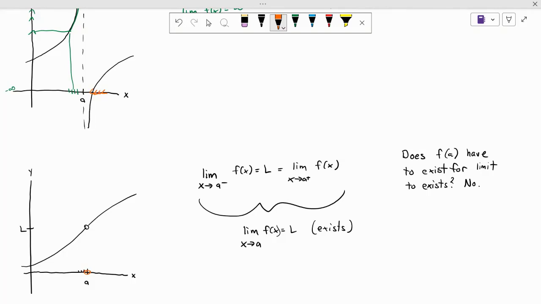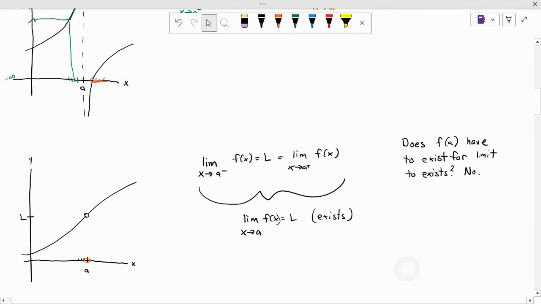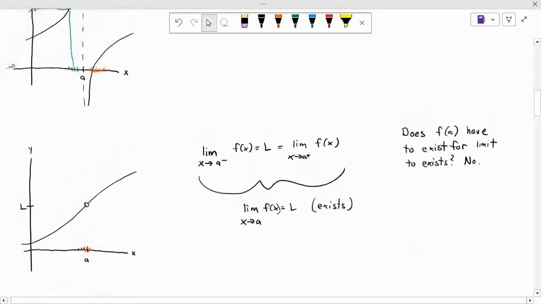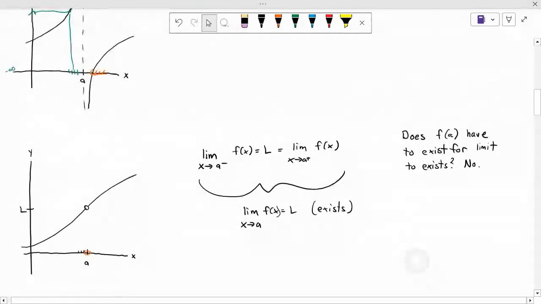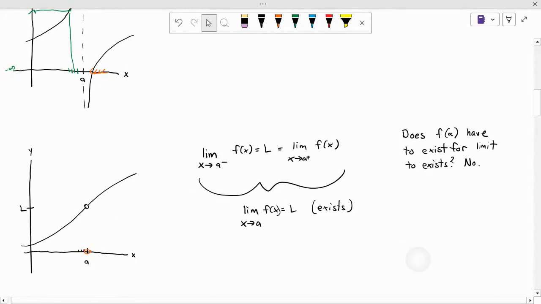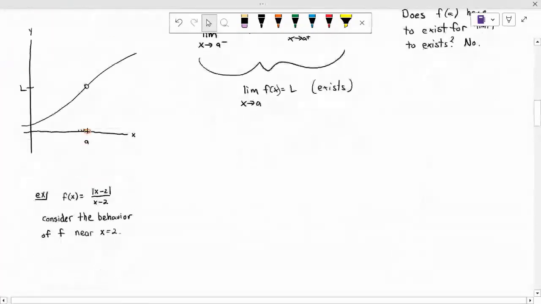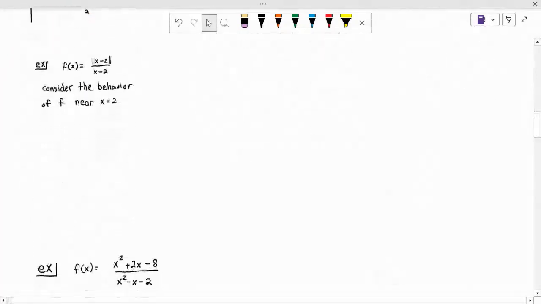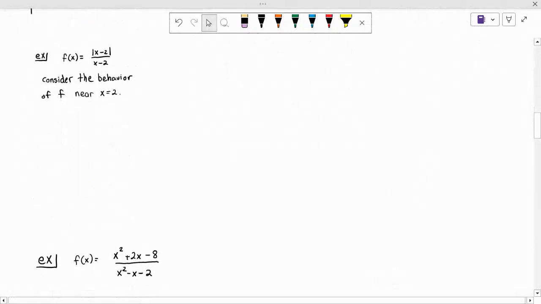Maybe that's too abstract of a question. All right, we talked about one-sided limits and what it means for a limit to actually exist. We're just talking broadly about one-sided limits. So we're going to do some examples here.